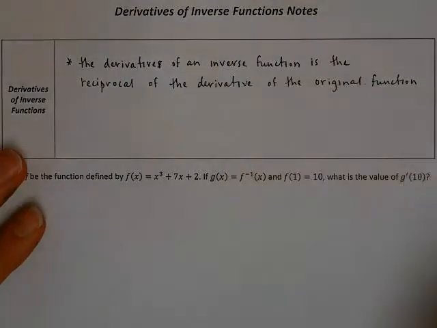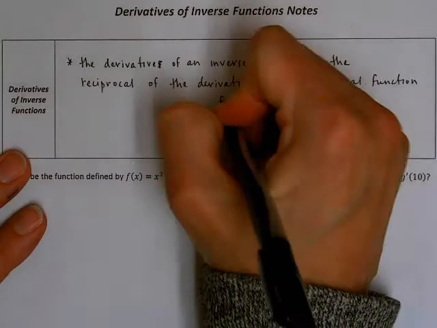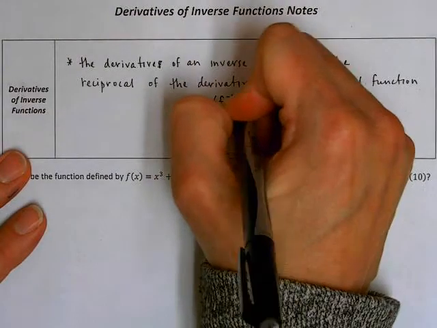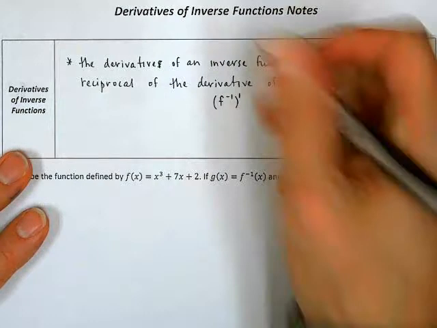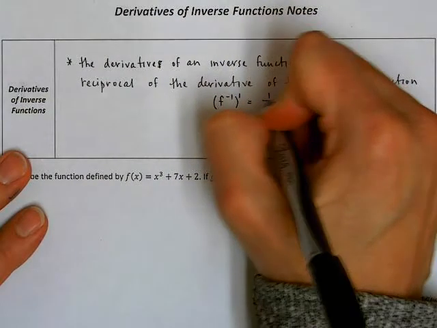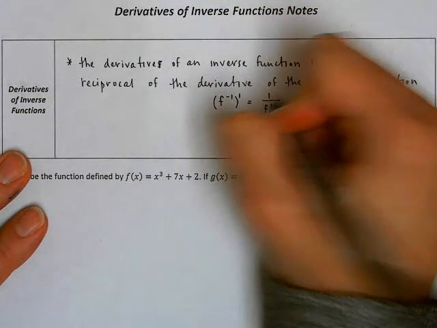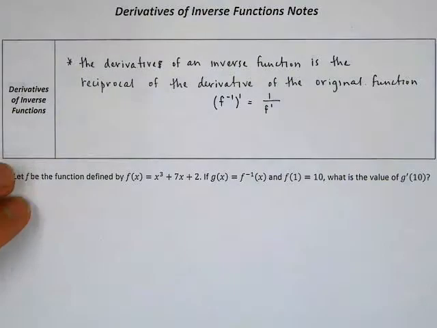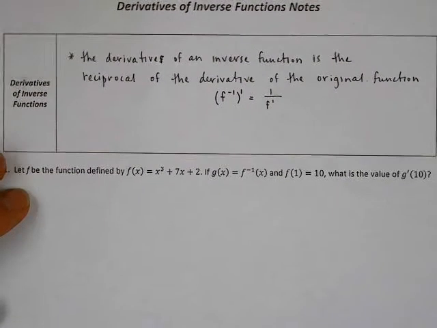So you'll see me use this notation. I'll say the derivative of the inverse is equal to the reciprocal, so 1 over the derivative of the original. So when you see that notation, that's what I'm referring to.